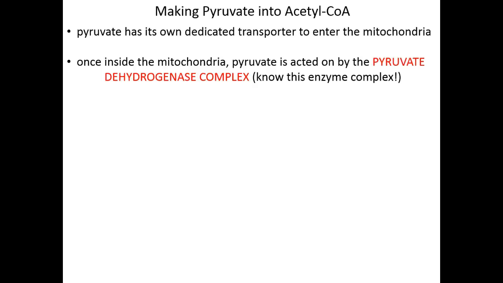Let's start with pyruvate, which we have made through glycolysis, and convert it into acetyl-CoA that we can feed into the citric acid cycle. So the first thing we have to do is get the pyruvate out of the cytoplasm, which is where glycolysis lives, and get pyruvate into the mitochondria, which is where the citric acid cycle will be. And that's a pretty trivial matter because pyruvate has its own mitochondrial transporter, its own mitochondrial membrane protein that brings it into the mitochondria. Once pyruvate has been transported into the mitochondria, it is acted upon by a huge enzyme complex named the pyruvate dehydrogenase complex, the PDC.